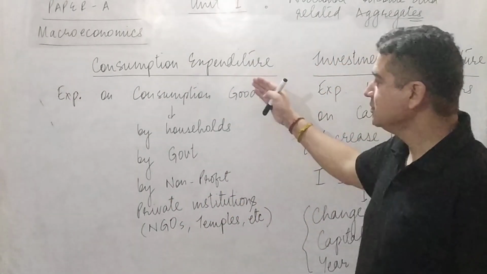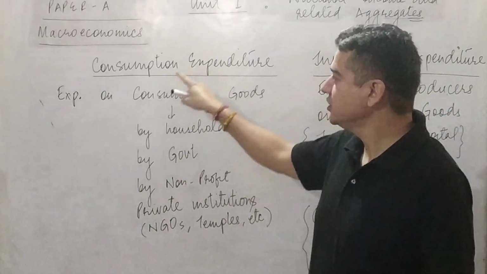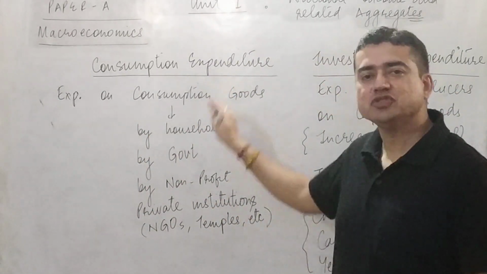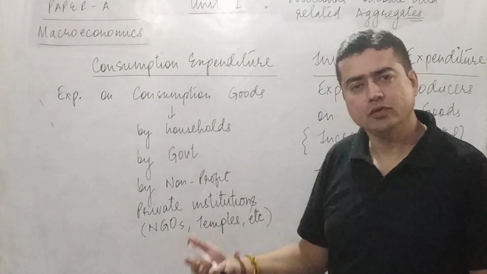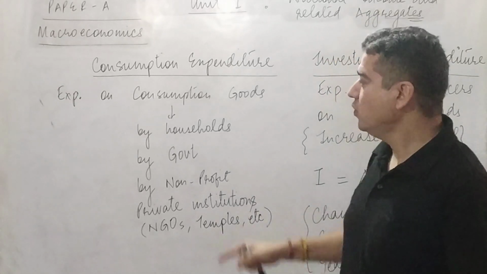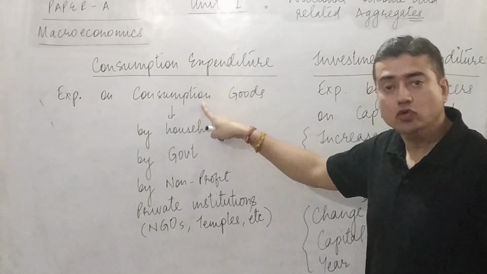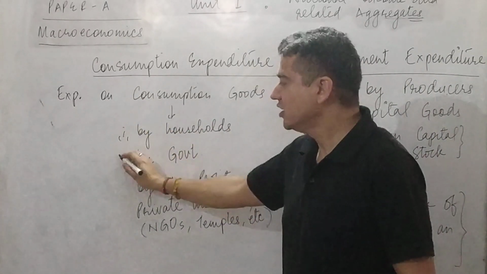Now, consumption expenditure and investment expenditure. First of all, what is consumption expenditure? Consumption expenditure refers to expenditure on consumption goods by the consumers in an economy during an accounting year. Now, consumers include number one, households, number two, government.